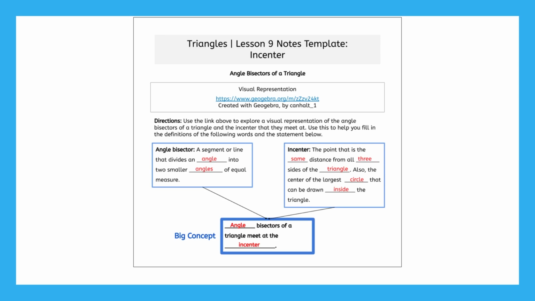Let's check your work with the key before completing an example problem. Go ahead and check your answers now. If you had something wrong, it's really important that you go back to the link for the visual again and explore the idea that you were missing. Pause the video so you can do this now.